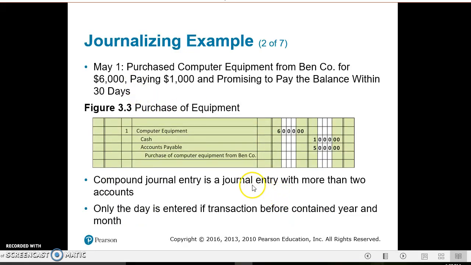So this is another example, where you have two credits. You purchase computer equipment from Ben Company for $6,000, paying $1,000, promising to pay the balance within 30 days. So basically what you did is you bought it for $6,000. I gave them a $1,000 down payment, and I'm going to pay the rest within the next 30 days. So your debit is going to be your equipment. You're going to have cash, and you're going to have accounts payable. You can notice there that both of those are credits, and you have one debit, two credits. These two are indented, and that way you can show that it happened on the first of the month too.